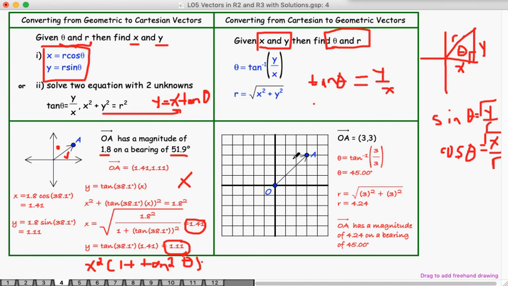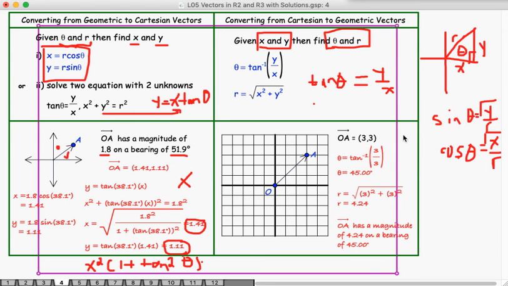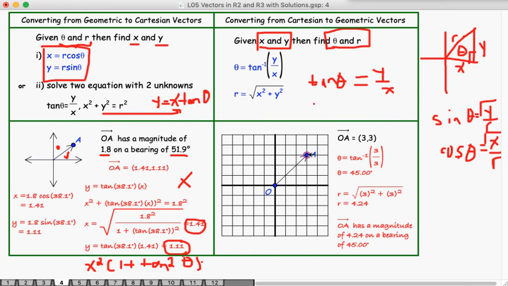So working through sort of like the example we did from the previous page, if right now we are at 3, 3, then theta is going to be the inverse tan of 3 over 3, which is 45. And the magnitude, or our r, is going to be the square root of 3 squared plus 3 squared, which is 4.24.